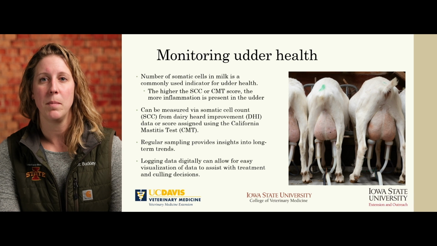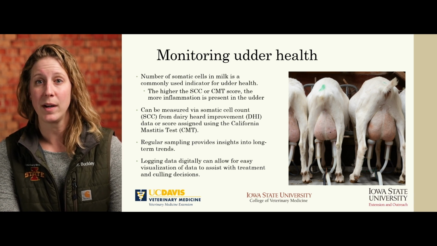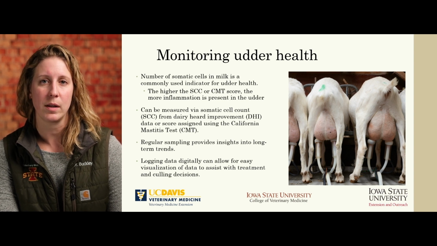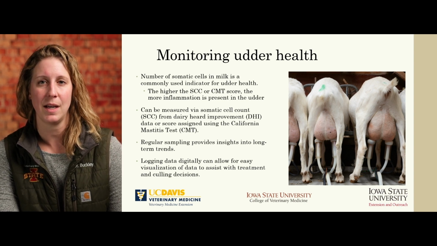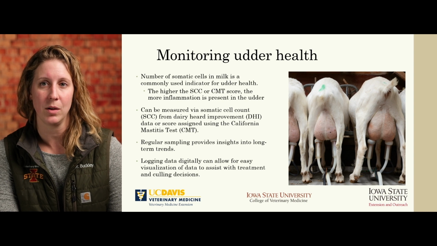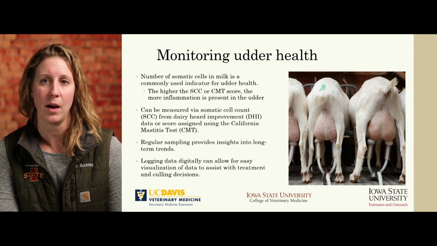Somatic cell count is the most common metric used to assess udder health. It can be measured directly through dairy herd improvement or DHI test data, or indirectly using the California mastitis test or CMT system. Goats and other mammals shed somatic cells normally in their milk. However, increased levels of cells can indicate inflammation within the udder.